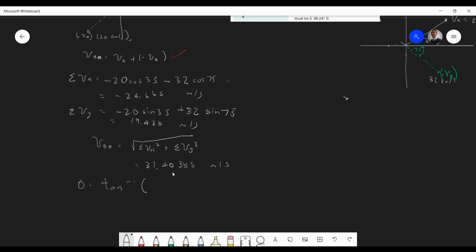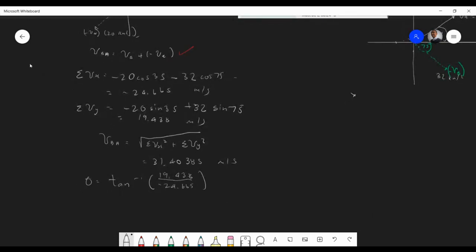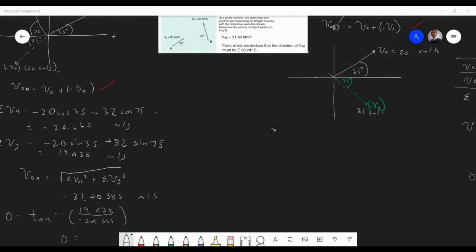Right, so we know it's always y over x, so it's 19.438. That is why quadrants are important. It's minus 24.665. What do we get here? Directions are confusing. Yeah, it can be. Let me just see here. 19.438, 24.665. Angle is 38.24. Yes. That's fine.